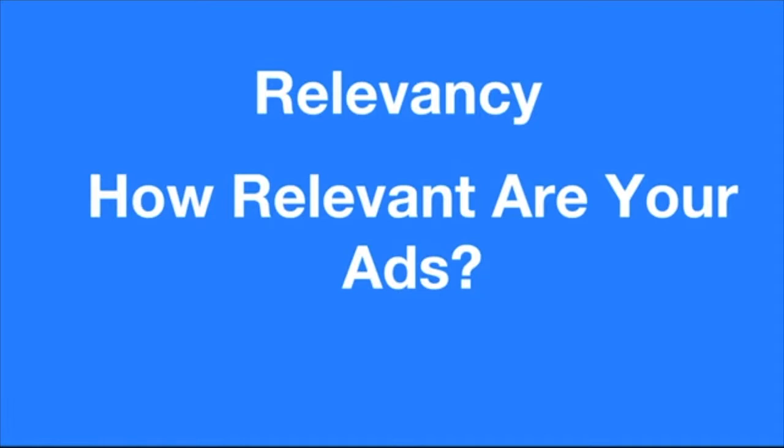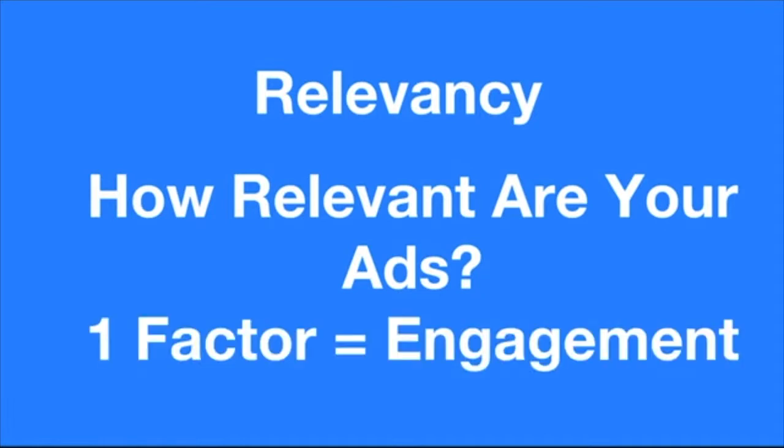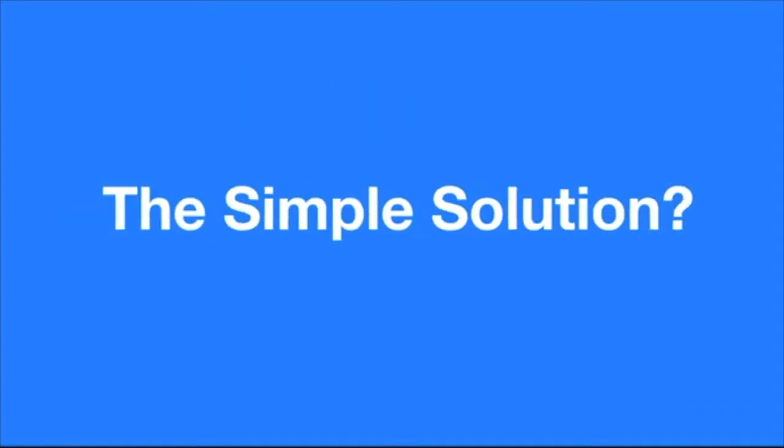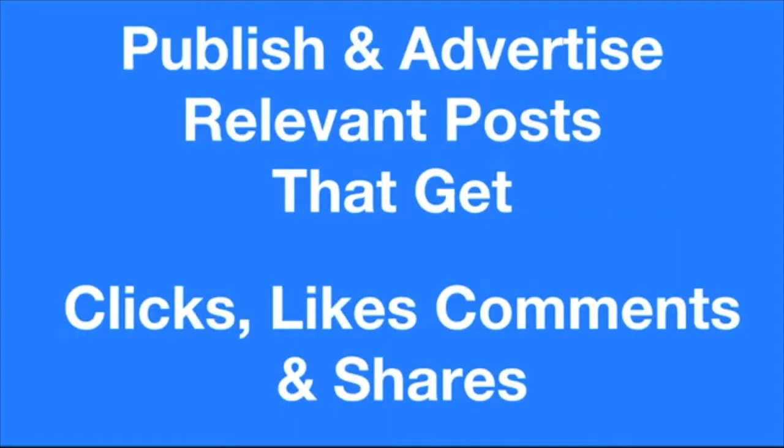So get your relevancy up, and you get your relevancy up by engagement, by getting people to engage. And as we saw last time, engagement is all about clicks, likes, comments, and shares. So the simple solution to this, and this is where it gets a little bit counterintuitive: publish and advertise relevant posts that get clicks, likes, comments, and shares. I told you it was simple. Most people don't do this.